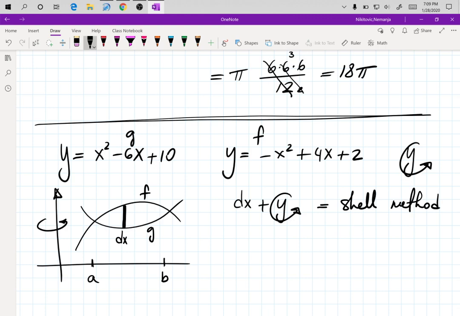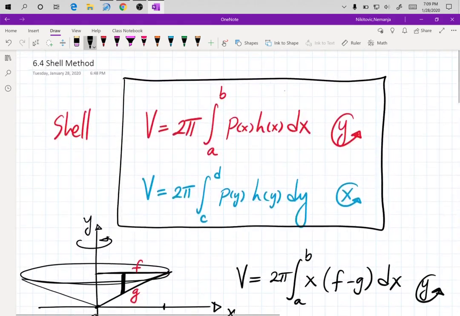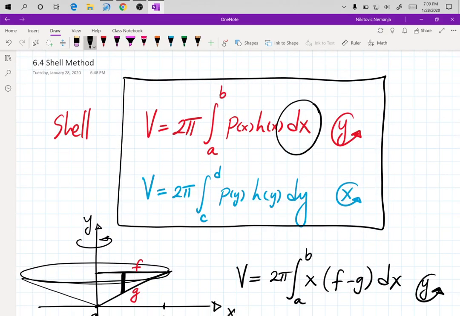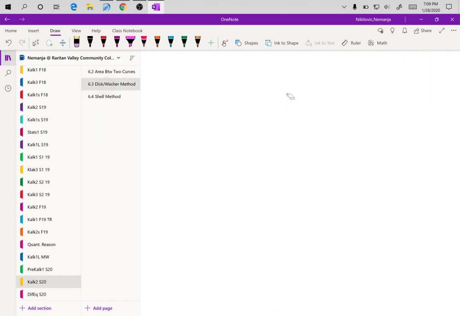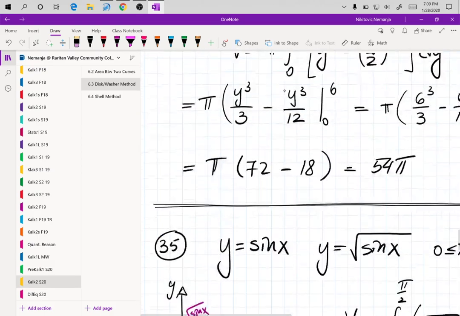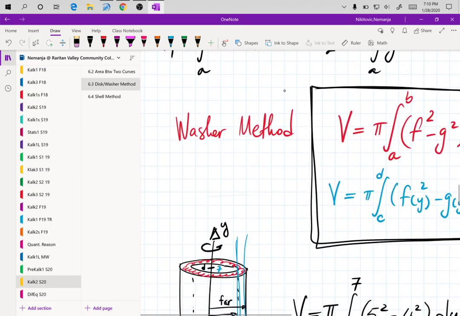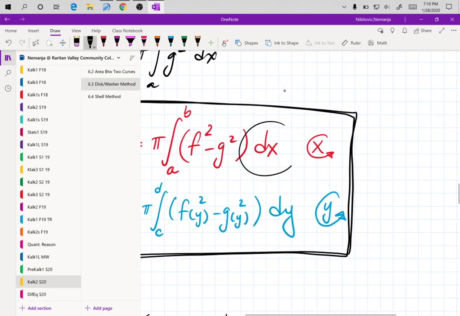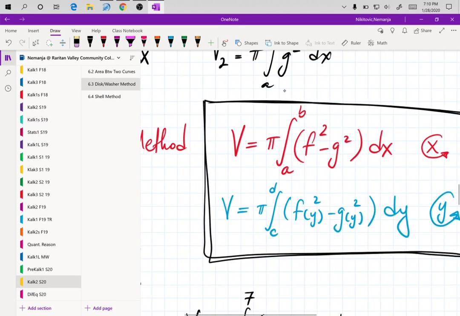Dx plus y rotation is shell. You can see that in formulas. dx plus y rotation is shell method. What do we have for disk? For disk method, we have what? Very good. You can see that dx and x rotation, right? So these are the things that you are learning, right? You have to learn that. So dx and x rotation is disk, dx and y rotation is shell.